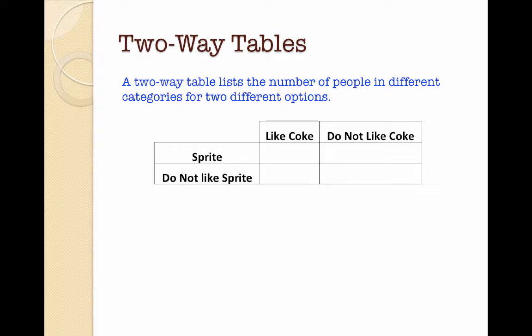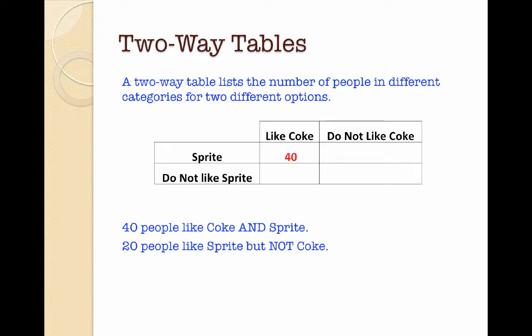Here I have two options of whether or not you like Coke or you like Sprite. Some people may not like Coke and some people may not like Sprite. If I said that 40 people liked Coke and Sprite, where would I put that 40? Well, it needs to go into the column that like Coke and into the row that like Sprite. So that means in this section here, we write 40.